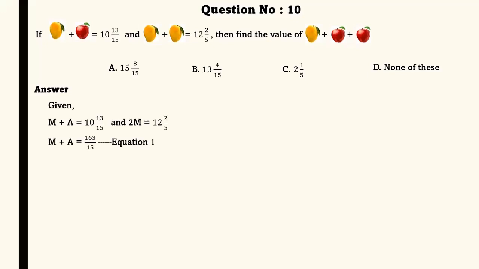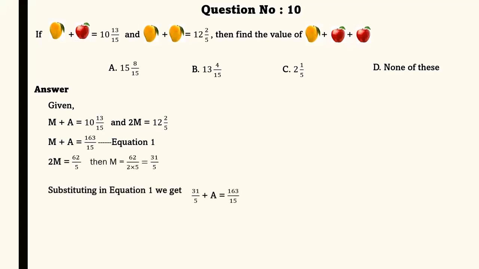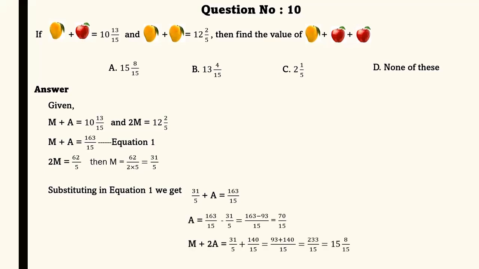M plus A is equal to 10 13 by 15 and 2M is equal to 12 2 by 5. Using 2M, that is equal to 62 by 5, we can find the value of M, that is 31 by 5. Substituting the value in the first equation, we can find the value of A, that is 70 by 15. Using these two values that we just got, we can then find the value of mango plus apple plus apple, that is 15 8 by 15.